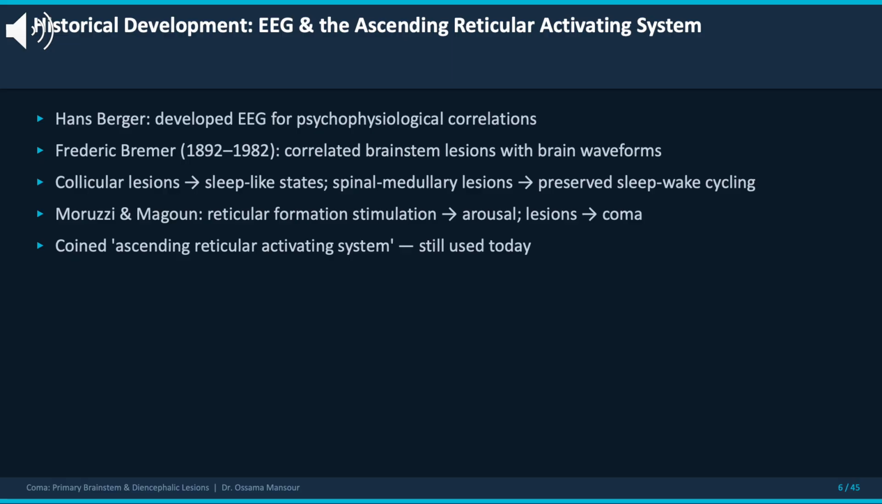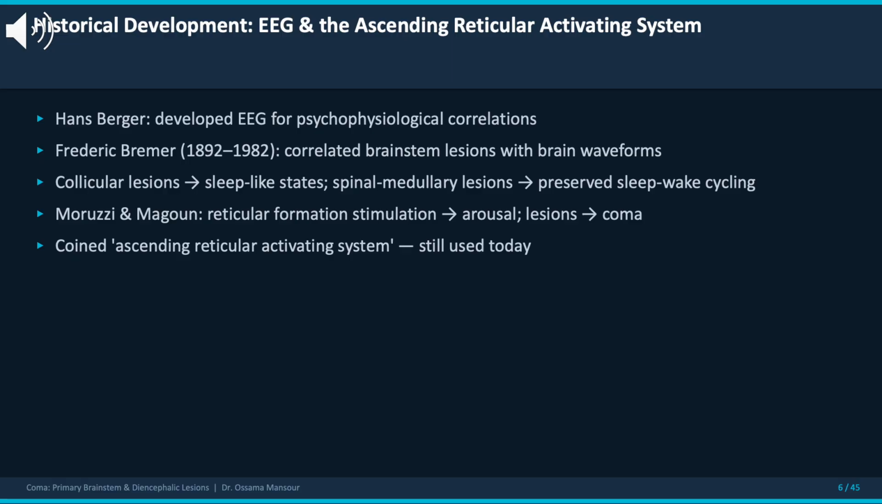Frederick Bremer, who lived from 1892 to 1982, made crucial contributions by correlating brainstem lesions with brain waveforms in experimental animal models. He demonstrated that lesions at the level of the colliculi produced profound sleep-like states, while lesions at the spinal medullary junction preserved sleep-wake cycling, pointing to the critical role of the upper brainstem in maintaining wakefulness.